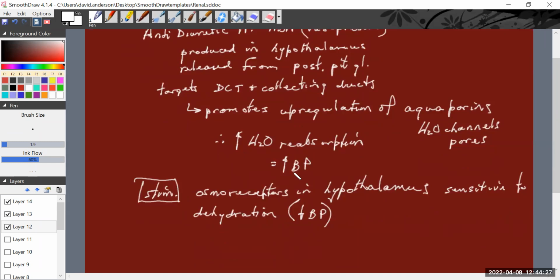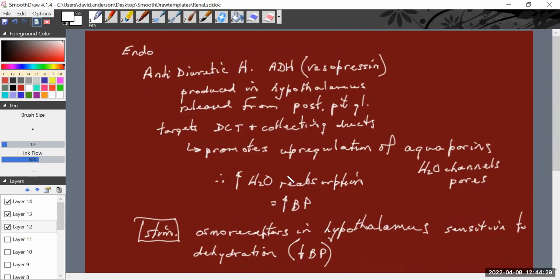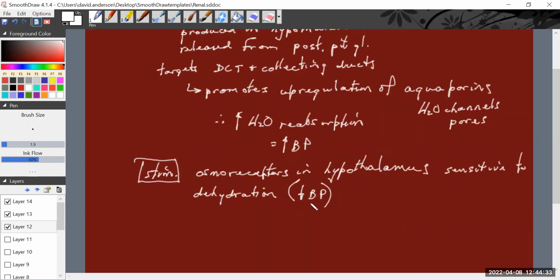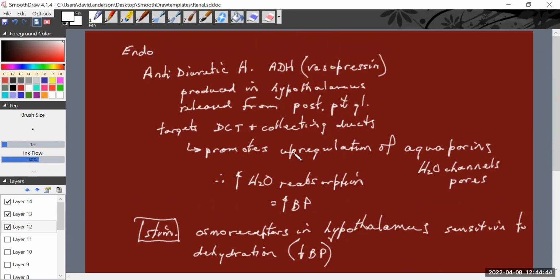But the increase in blood pressure is going to increase glomerular filtration rates. But the original trigger was a decrease in blood pressure. So we would have had low glomerular filtration rates until we changed the blood pressure. Does that make sense? Yeah, do you mind repeating that one more time?